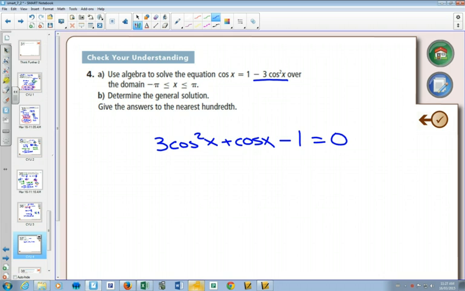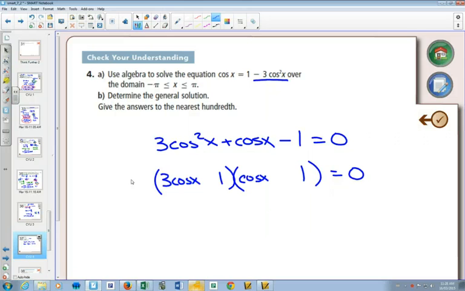So at this point, you have a choice. You could try to factor it, and if factoring is not working for you, you could go to the quadratic formula. Okay? I'm going to try factoring it. If I start and I have a 3 cos squared x, the only way that would be possible is if I had a 3 cos x and a cos x. If I have a 1, the only way that's possible is if I have a 1 and a 1.